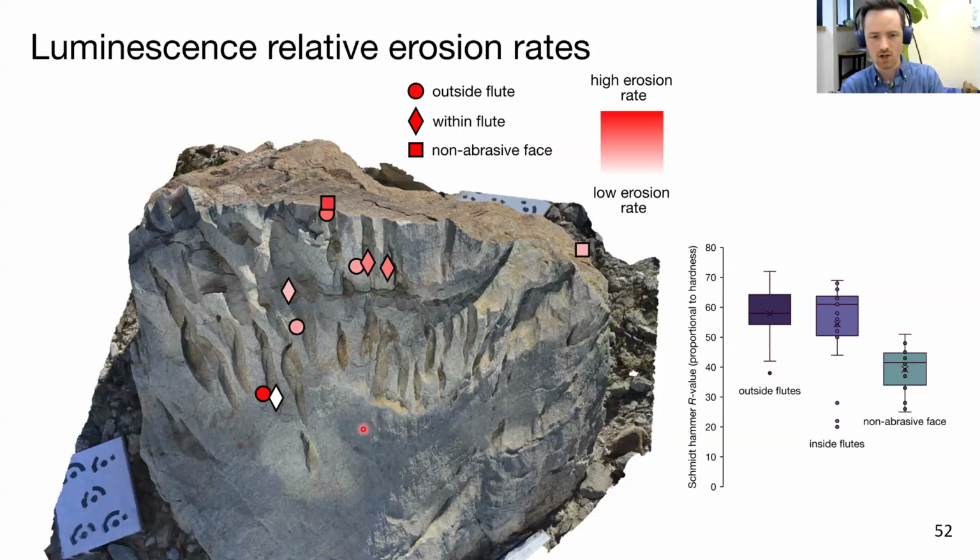We made these hardness measurements, so I wanted to add this for a little bit more context. If you measure the hardness within these flutes and outside of the flutes, there's not much systematic difference. The rock seems to be equally hard. If you measure the non-abrasive face, the rock seems to be a bit softer. I interpret this as maybe a weathering artifact. This sort of varnished surface is maybe more intensely weathered, less fresh than the abrading face. But maybe you have more insightful observations here that I'd be interested in hearing.